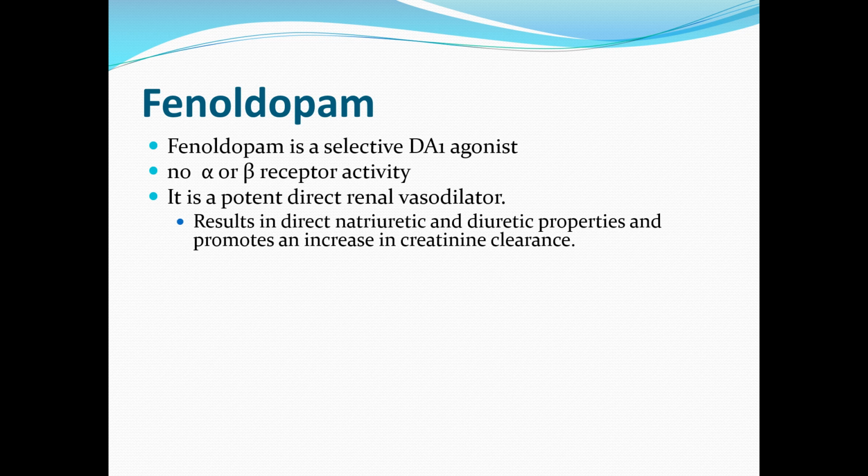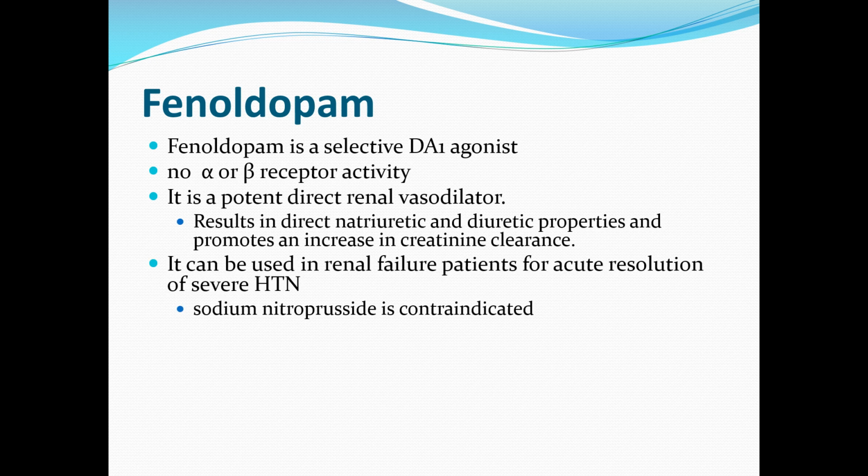Now, a drug you probably will never use, fenoldopam. It's a selective DA1 agonist, dopamine 1 agonist. Doesn't have any alpha or beta receptor activity. It's a potent direct renal vasodilator, and it results in direct natriuresis and diuretic properties, and promotes an increase in creatinine clearance. It can be used in renal failure patients for acute resolution of severe hypertension, and that's become useful because sodium nitroprusside is contraindicated in patients with severe renal failure.